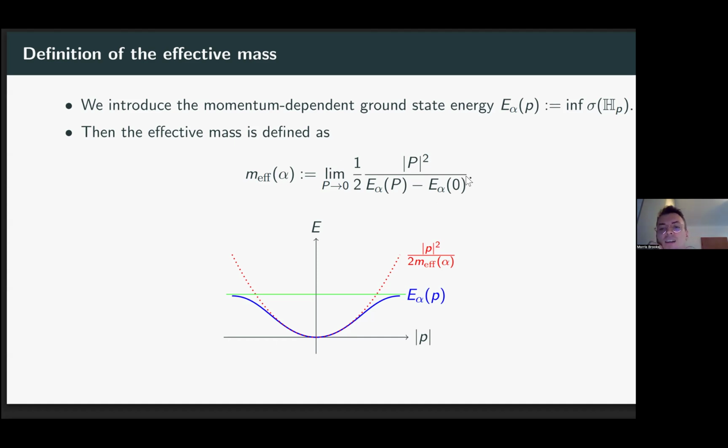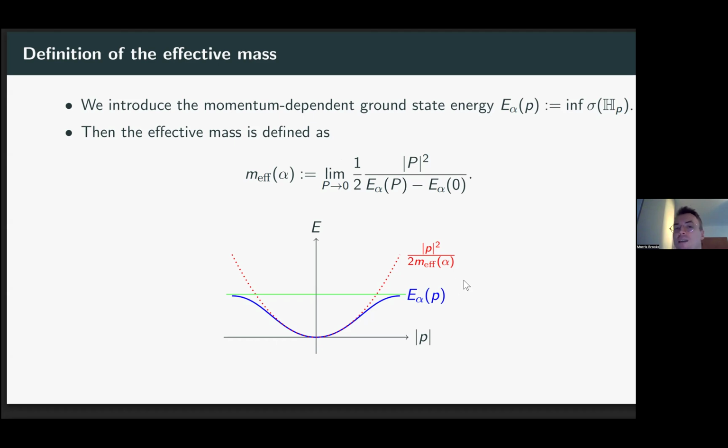And since I am already on the topic of alternative definitions of the effective mass, there actually is a truly different definition of the effective mass. Namely, you could also define the effective mass using the critical momentum where the blue line merges with the green line. So you could also take this critical momentum as the definition of the effective mass.